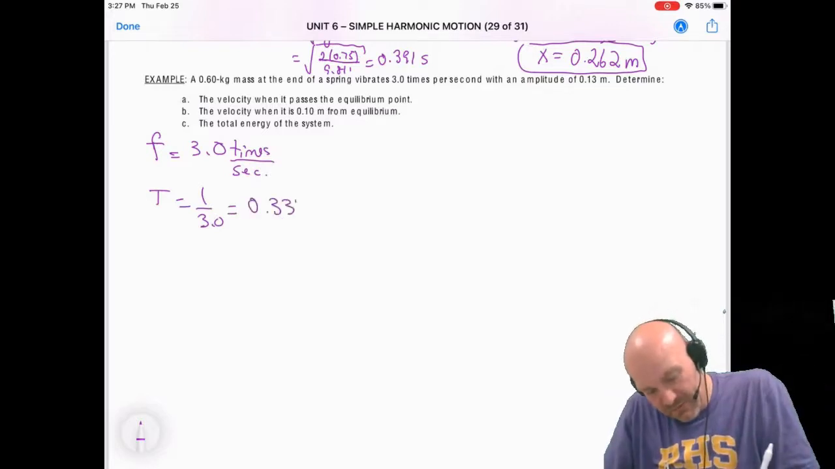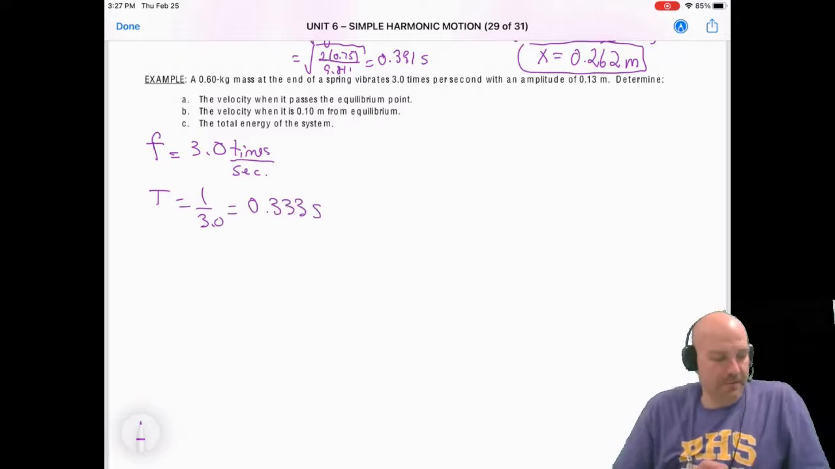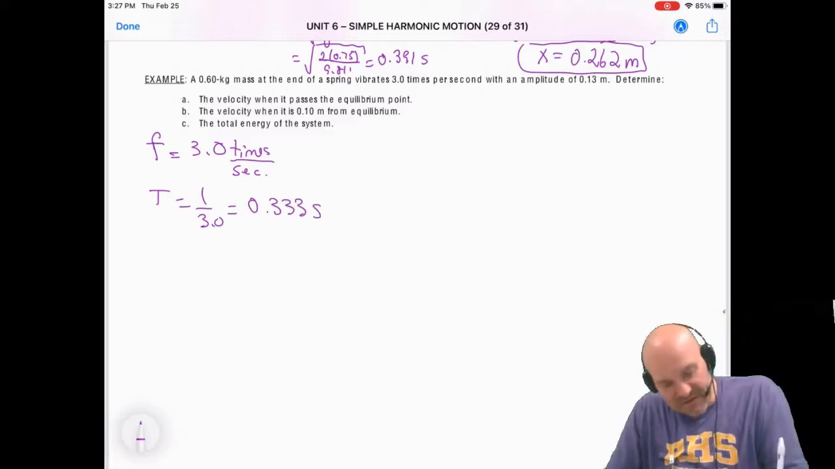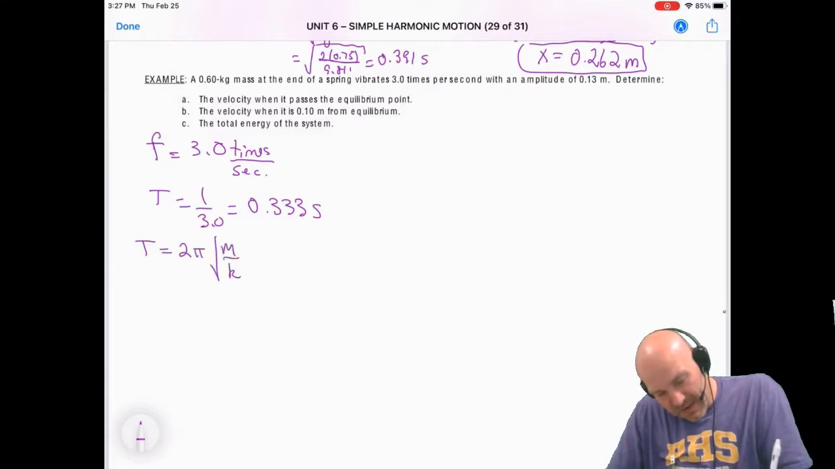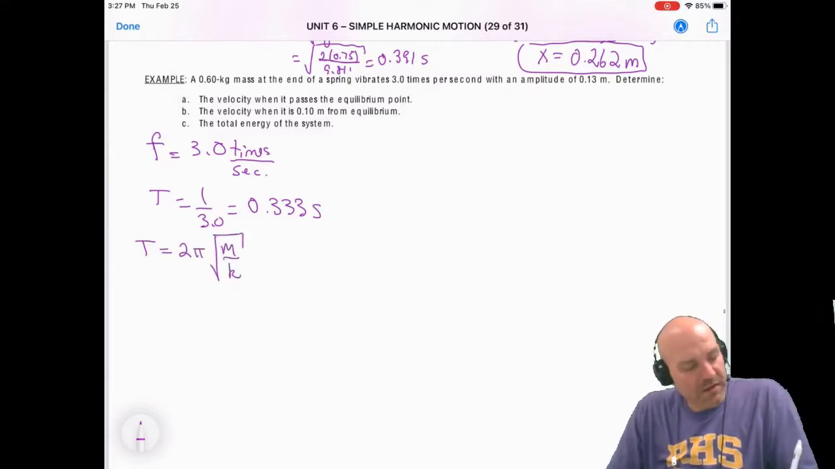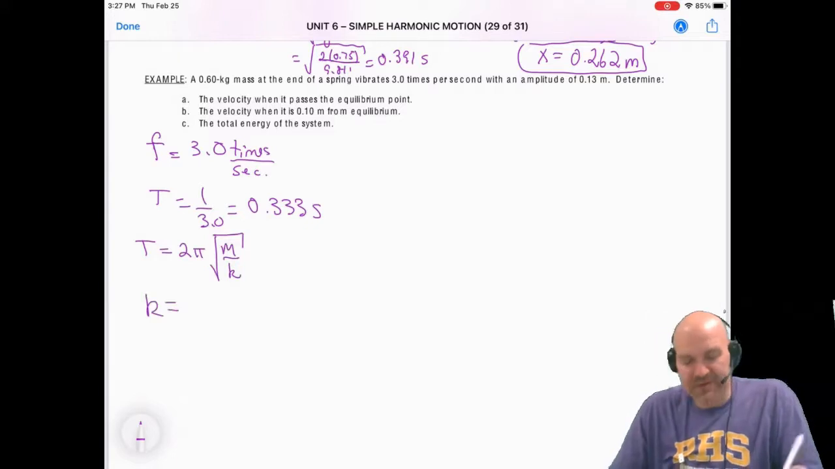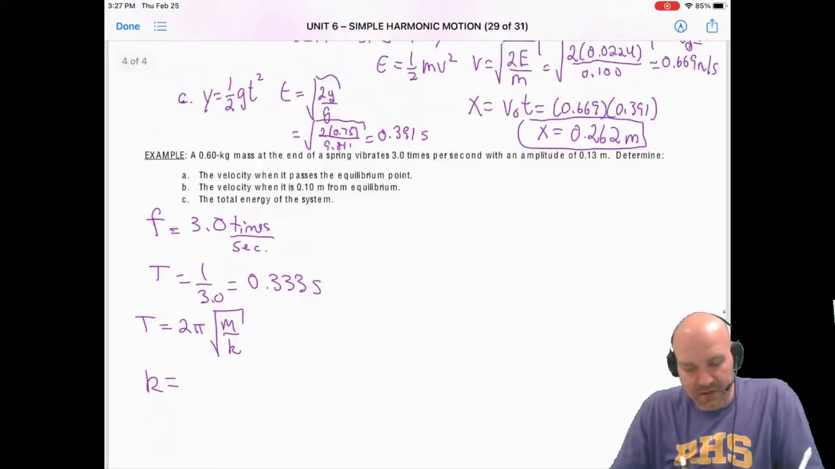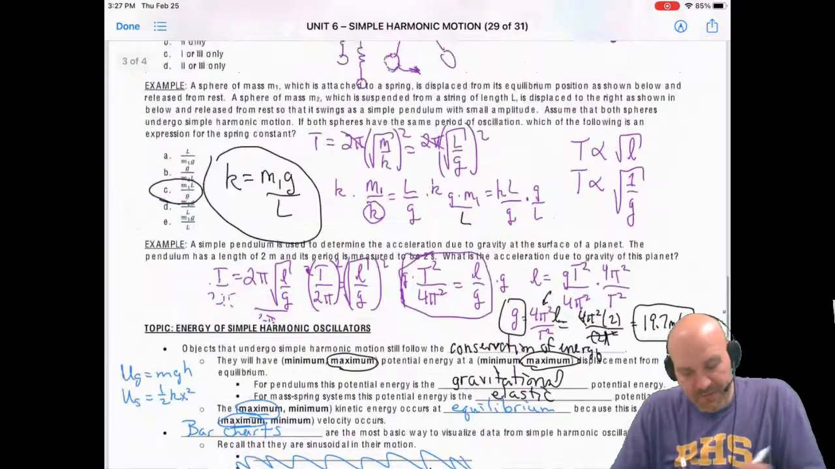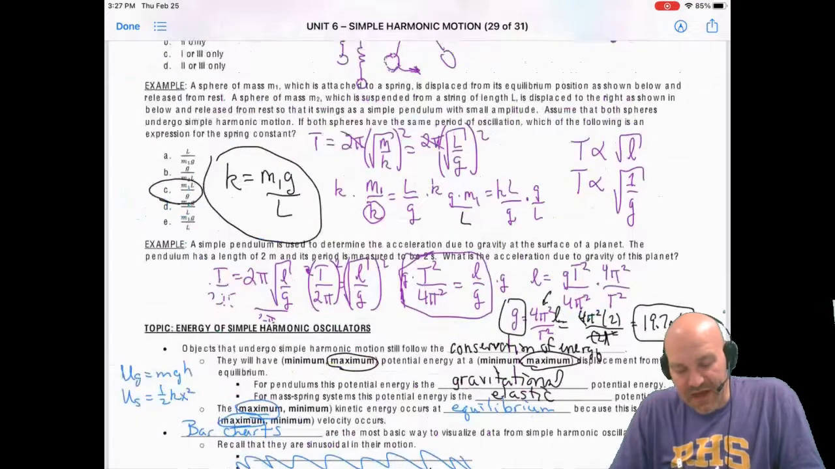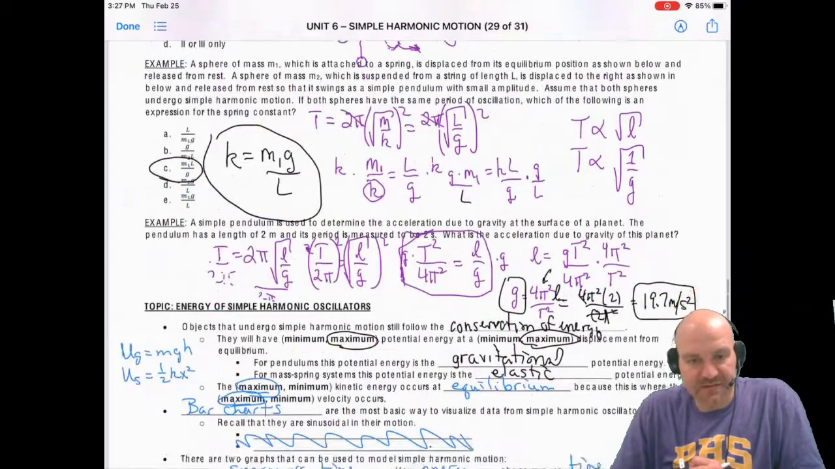So 0.333 seconds is going to be our period. Now, what that does is it allows us to solve for our k value. Okay. So we're going to end up with something like when we did the g value on the planet in the last video. It's going to look something similar to that: 4π²L over T².